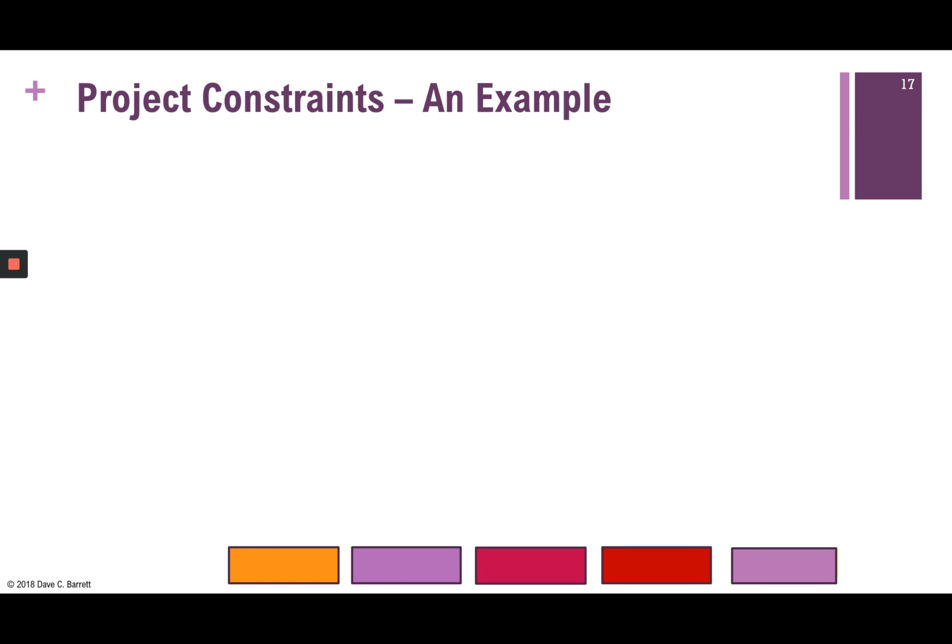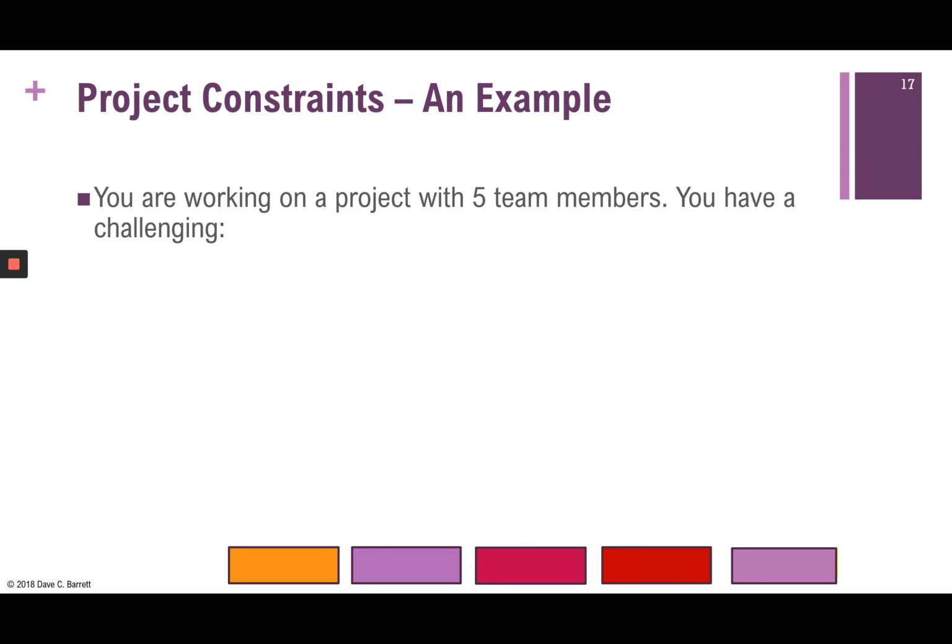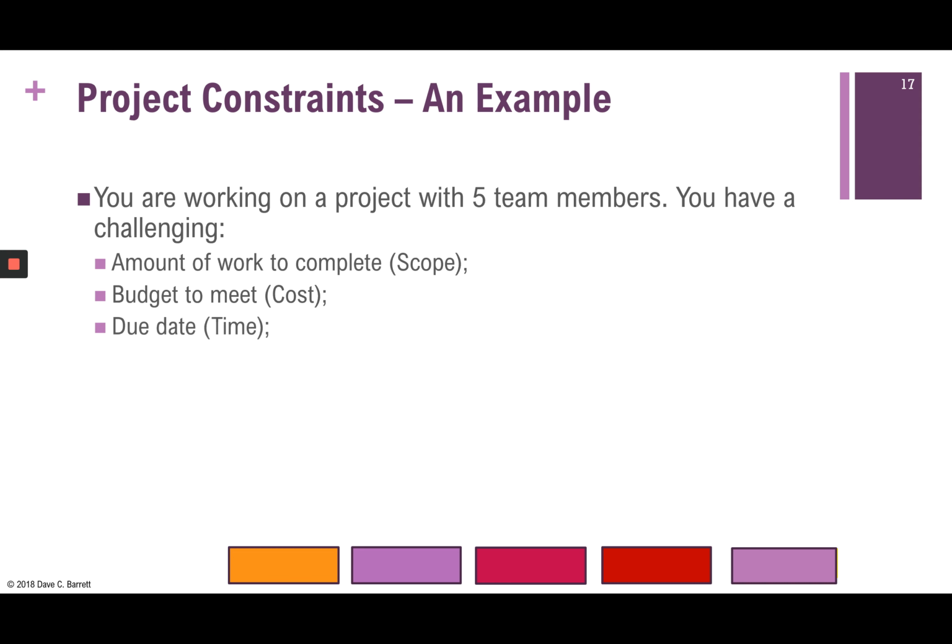that are present on the project. Now, at this point, it's useful to go through an example, because constraints can sometimes be hard to understand initially. So let's look at an example. You are working on a project team with 5 team members, and they're creating some project, and you have a very challenging amount of work to complete, so the scope. You have a challenging budget to meet, which is the cost. You have a challenging due date, and a challenging desired functionality and performance.